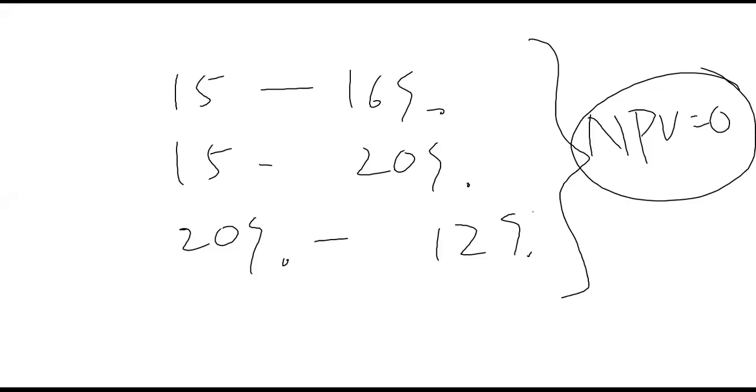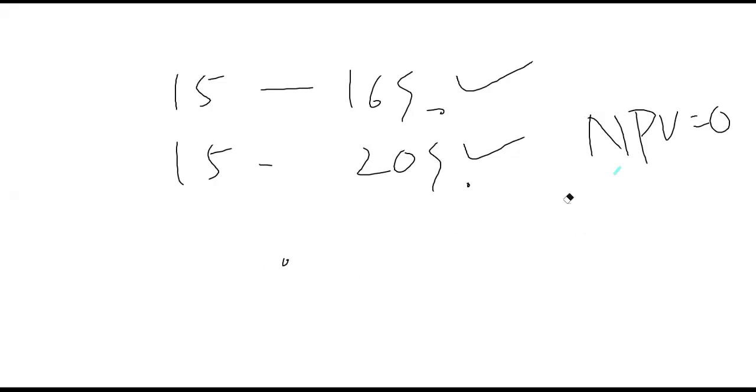Now you just put it in the formula and get your answer. Suppose you are taking 15 to 16%, you use the NPV of these two. And if you are using 15 to 20%, you use the NPV of these two and put it in your formula.